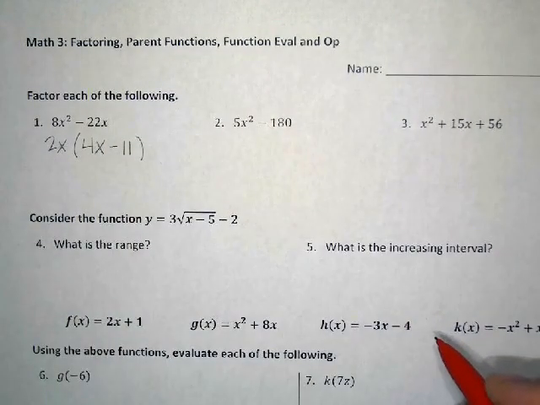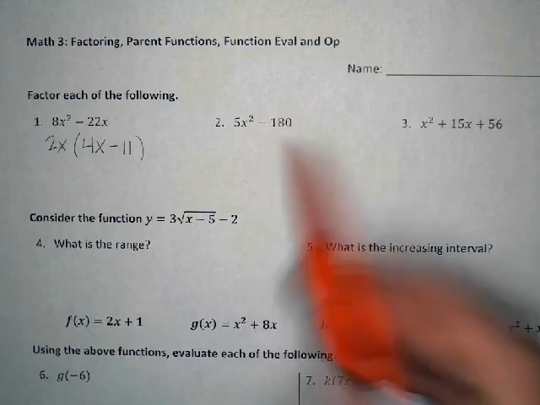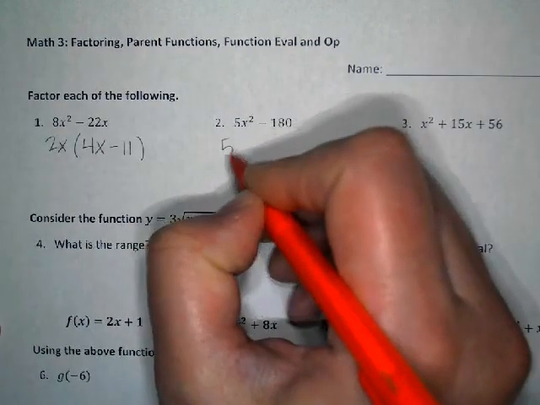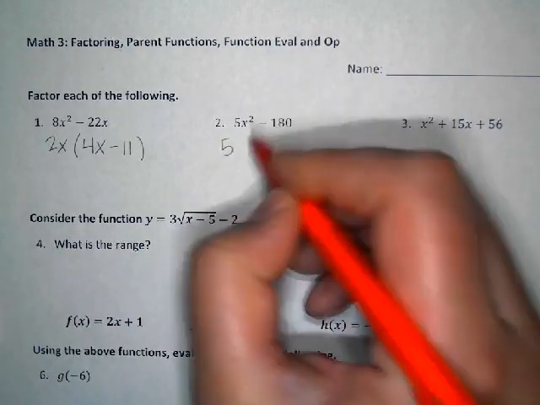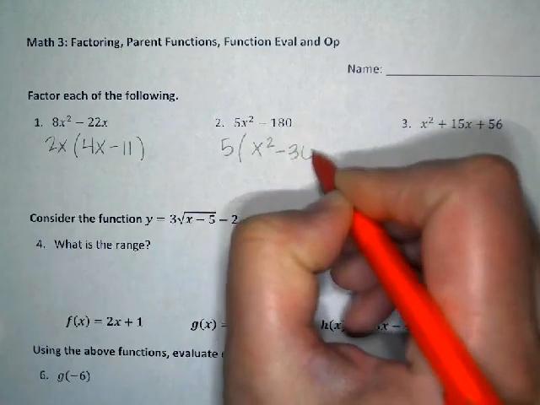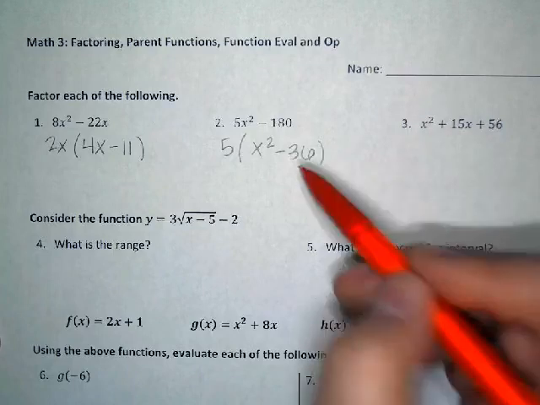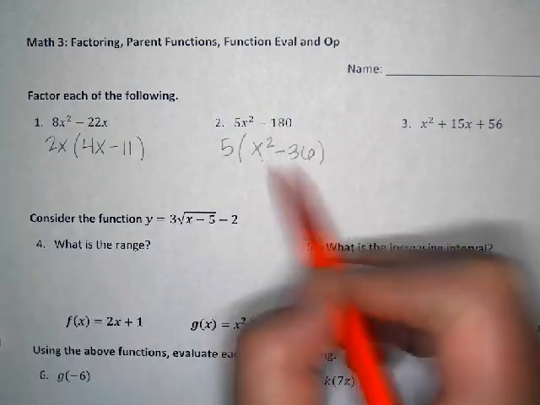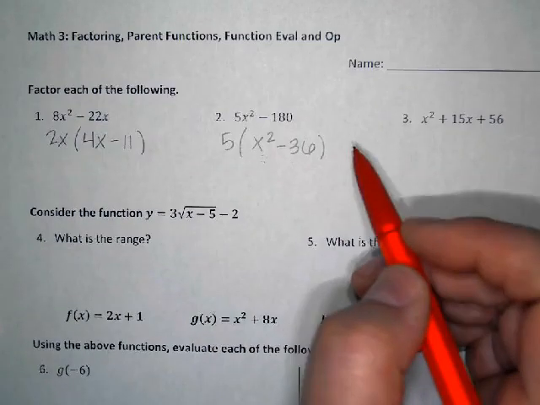Okay. And then for the next one, you're going to get 5x squared. Okay, so a GCF of 5, and then when you take out the 5, you have x squared minus 36. Yeah, and then after that I made it so it was difference of squares, and so we can keep factoring.